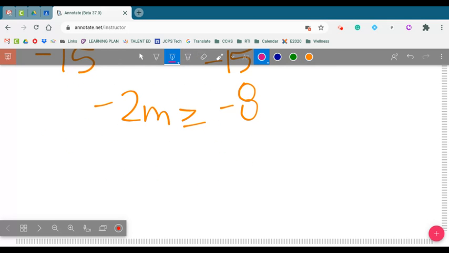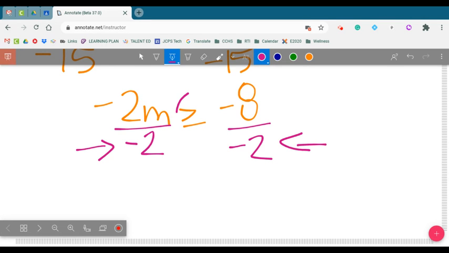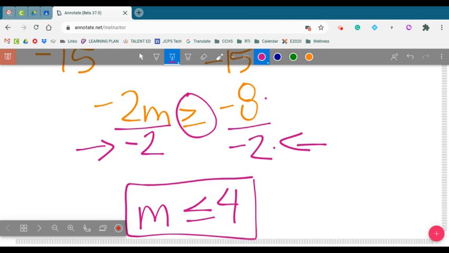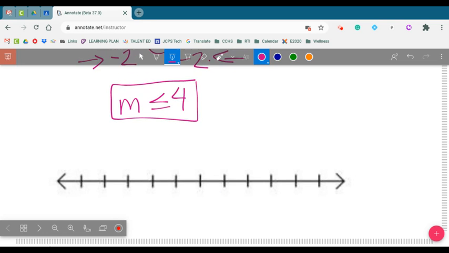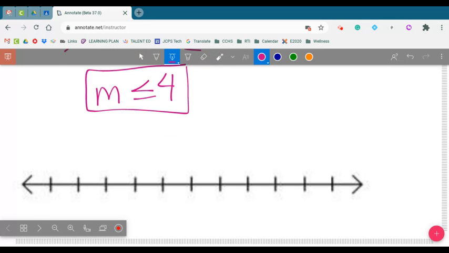And then our last step is to divide by negative 2. Now, because we're dividing by this negative sign on both sides, we have to flip our inequality sign. We're going to get m is less than or equal to negative 8 divided by negative 2, which gives me a positive 4. So because I divided both sides by that negative sign, I have to apply my golden rule, which is flip our inequality.